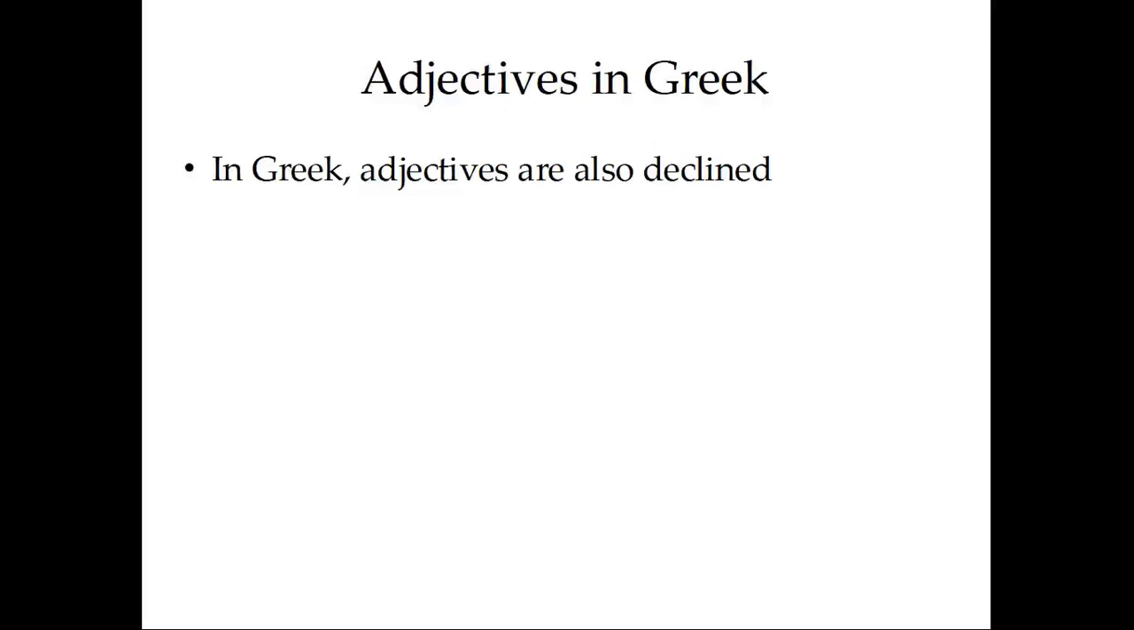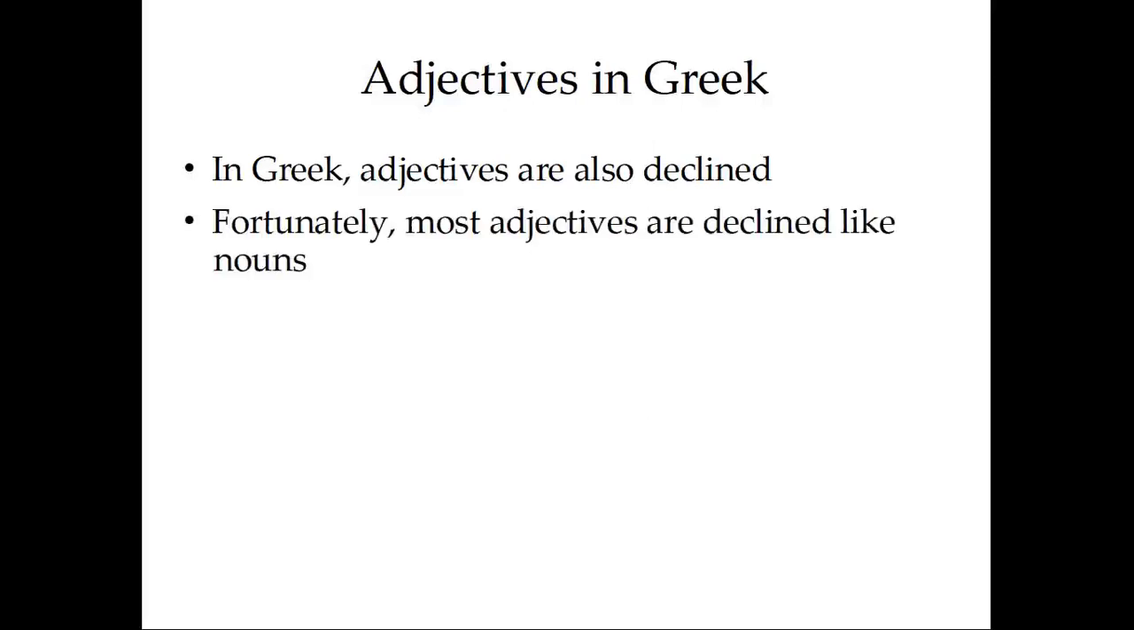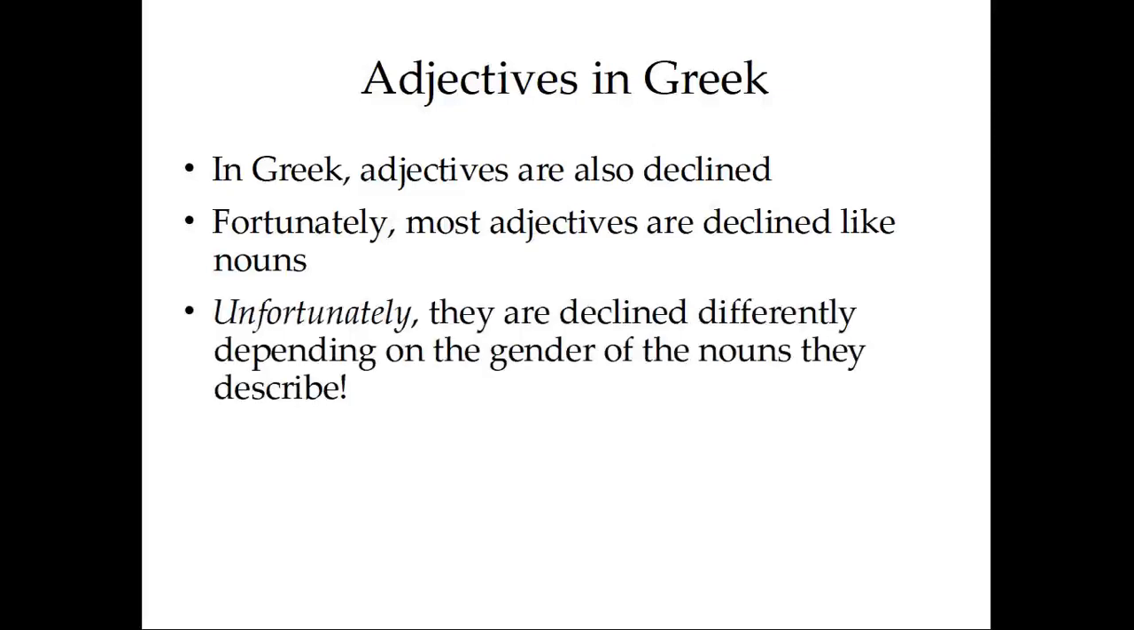In Greek, it unfortunately is not so simple. Fortunately, most adjectives are declined like nouns, so we get to use those endings that we just looked at. Unfortunately, they are declined differently depending on the gender of the nouns they describe. So if you're describing a wise woman, the form of wise is going to be different than it would be if you were describing a wise man. Gender, number, case, adjectives are declined according to the same things.